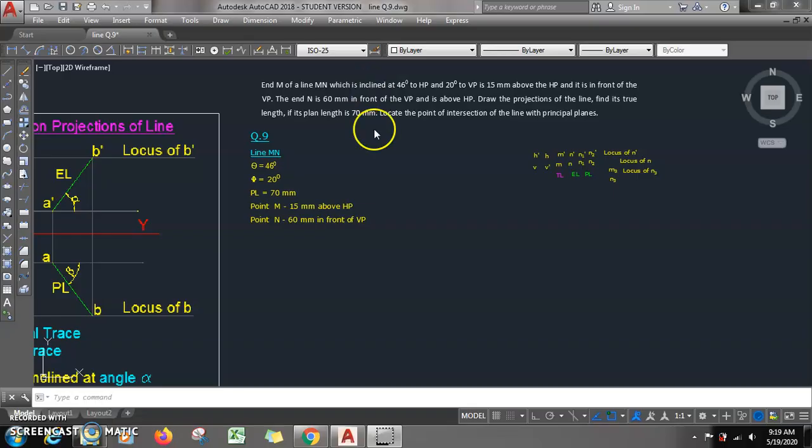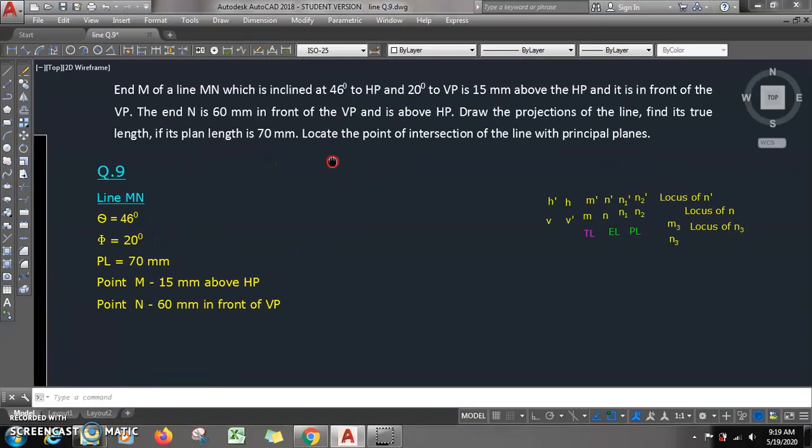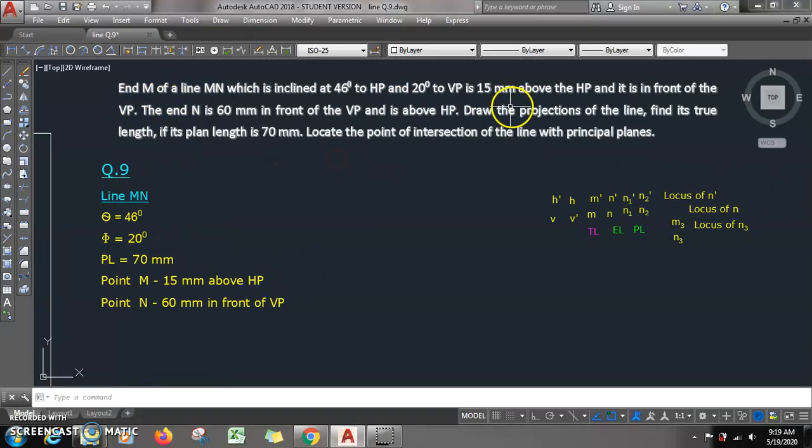In this video, we will solve one problem on projections of lines. This is the problem statement. End M of the line MN is inclined at 46 degree to HP. So the line is MN, and the inclination of the line with HP is 46 degree, theta. And 20 degree with VP, means phi is equal to 20 degree. Inclination of line with VP is 20 degree. End M is 15 mm above HP.